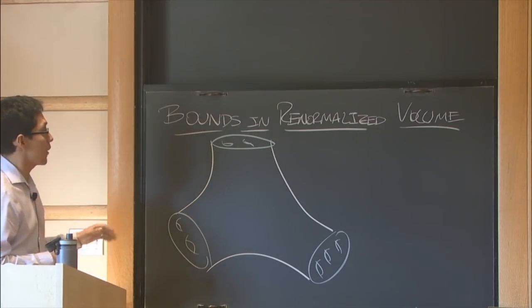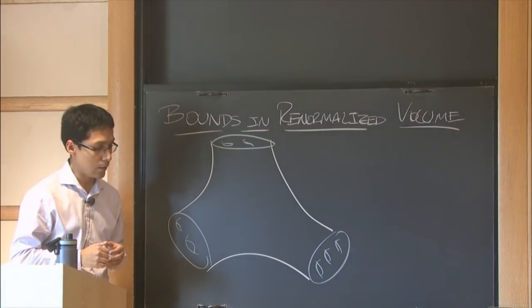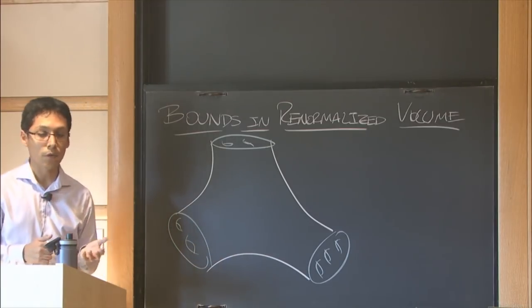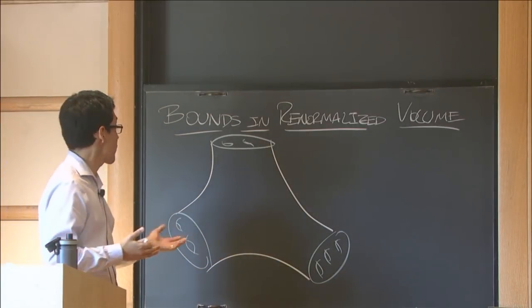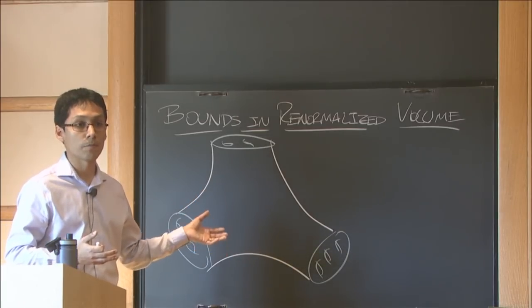So a simple heuristic for this whole procedure is going to be the following. We're going to have an object which has infinite volume, but we would still like to associate a finite quantity that we will still like to call volume.